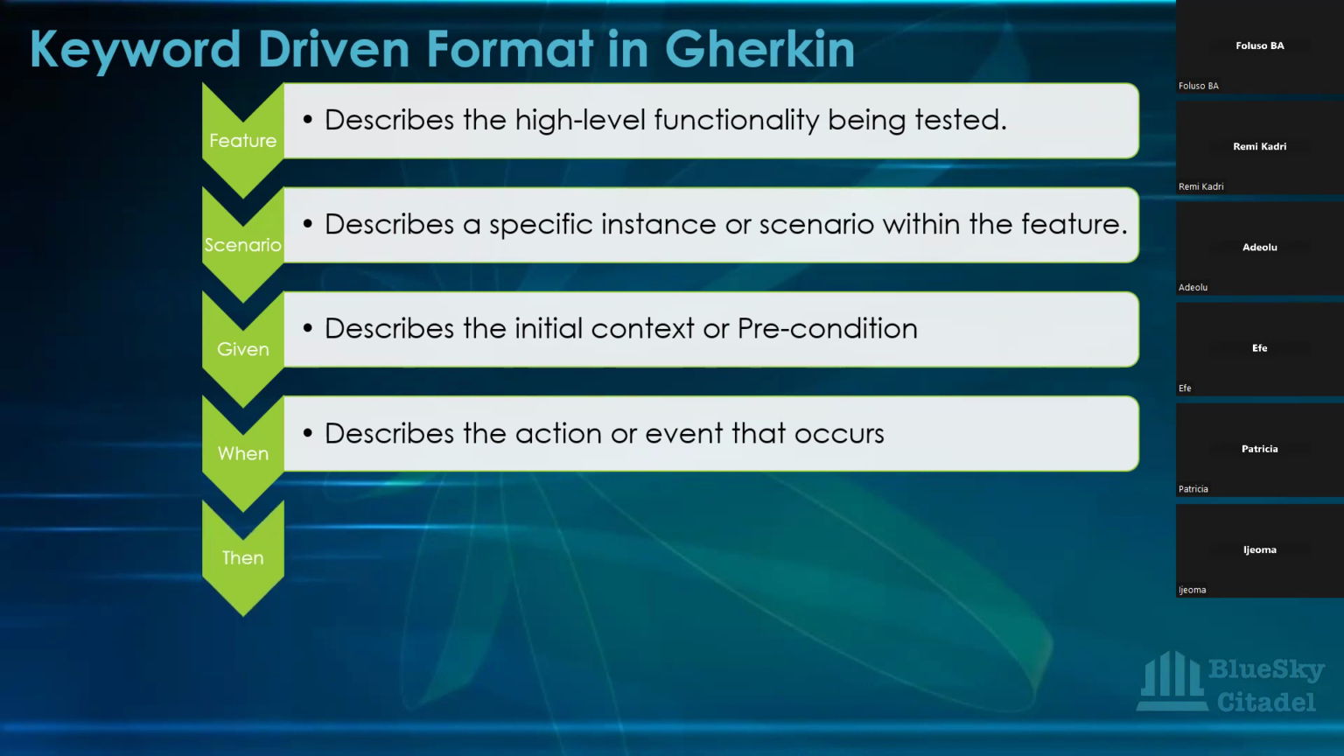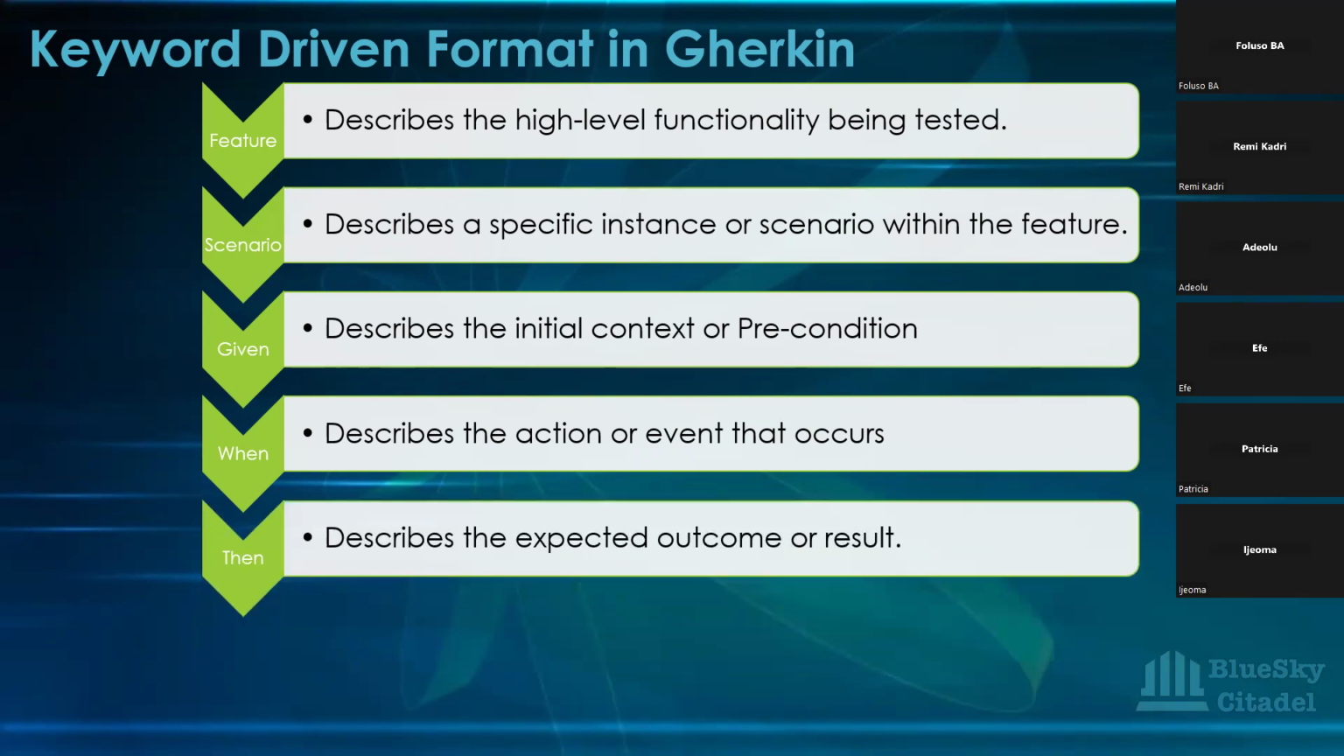So that brings us to the then. This describes the expected outcome or the result. And you've already written your outcome or the result in your user story. Remember, your user story is high level. Now you are breaking each of those lines within your user story down. But how are you breaking it down? You are breaking it down using these keywords: using the given to describe your precondition, using the when to describe your action, using the then to describe your results. I hope that makes sense.